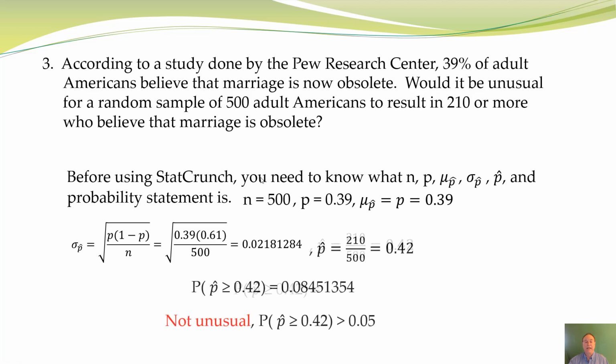Okay, now, it's not unusual. It's not unusual because the probability P hat greater than or equal to 0.42 is greater than 0.05. Remember the rule for unusual. If the probability is less than 5%, it's unusual. If the probability is 5% or more, it's not unusual. Okay, so in this case, it would not be unusual because this probability was greater than 5%.